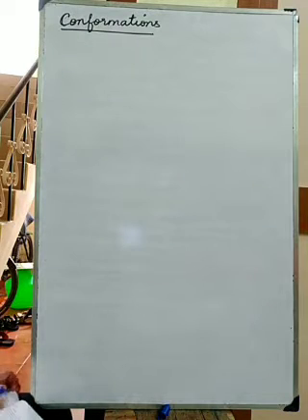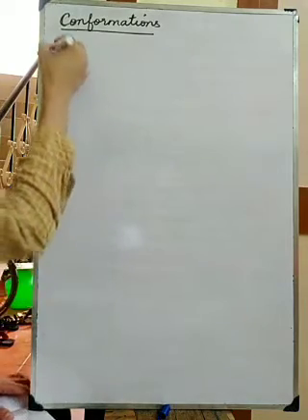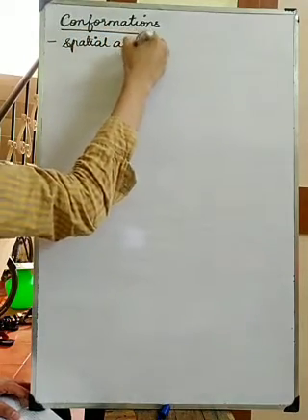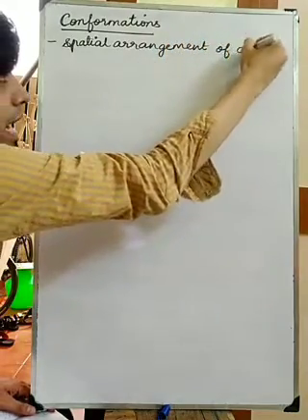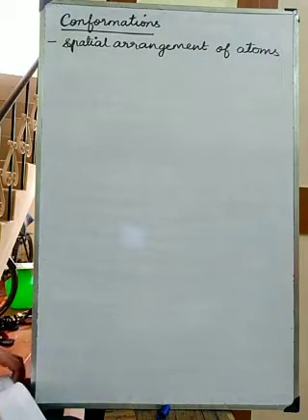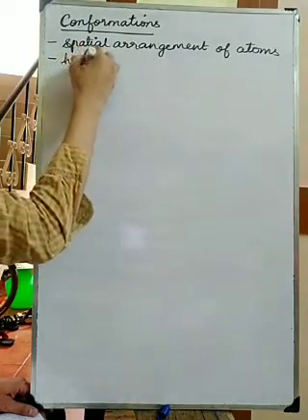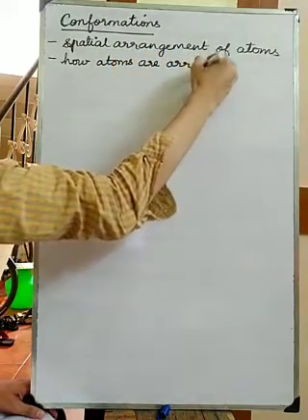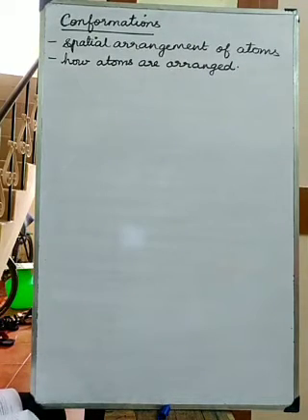Today conformations. Conformations means spatial arrangement of atoms. Spatial arrangement of atoms means how the atoms are arranged. Okay, how the atoms are arranged. That is called as spatial arrangement of atoms.